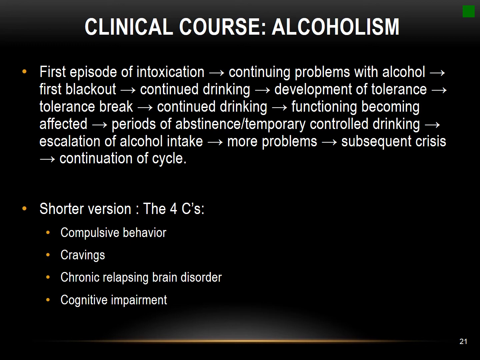of the cycle. So, a shorter version for some of the things to detect alcoholism are the 4 C's: compulsive behaviors, cravings, chronic relapsing brain disorder, and cognitive impairment. So remember, tolerance is when somebody needs greater and greater exposure to receive the same effect. And what happens during a tolerance break is people need a very small amount of the substance to intoxicate themselves. For most addicts, alcoholism is a chronic illness characterized by remission and relapse.